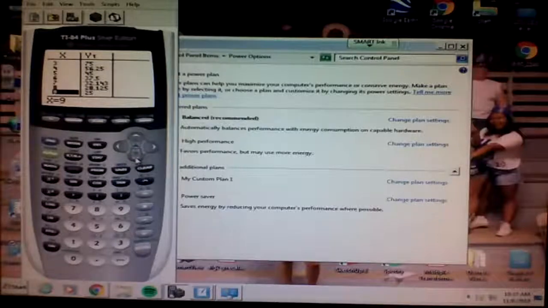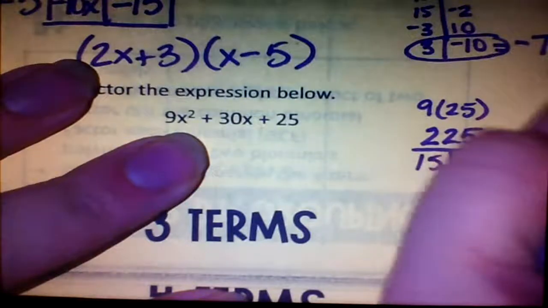Okay, 9 and 25 isn't going to work. So 15 and 15 add together to give me 30. So my factors are 15 and 15.